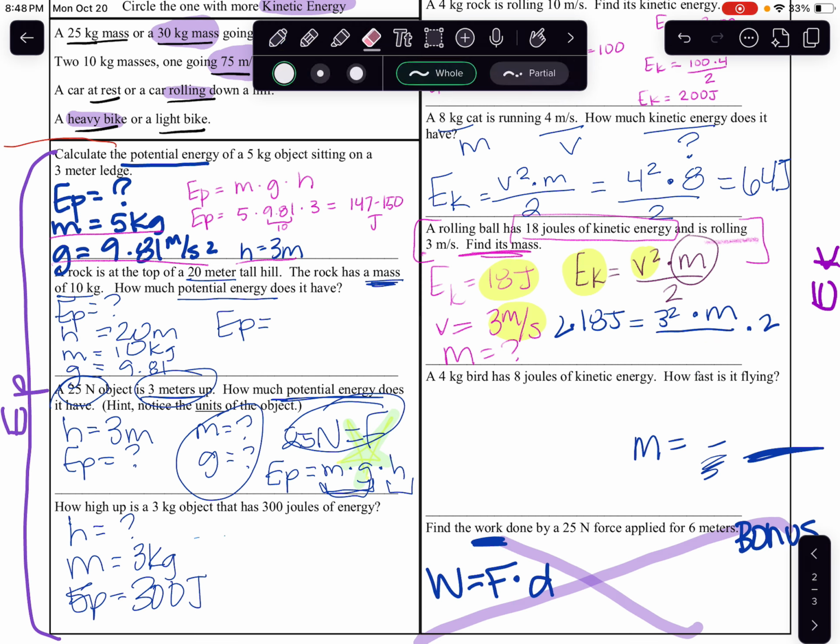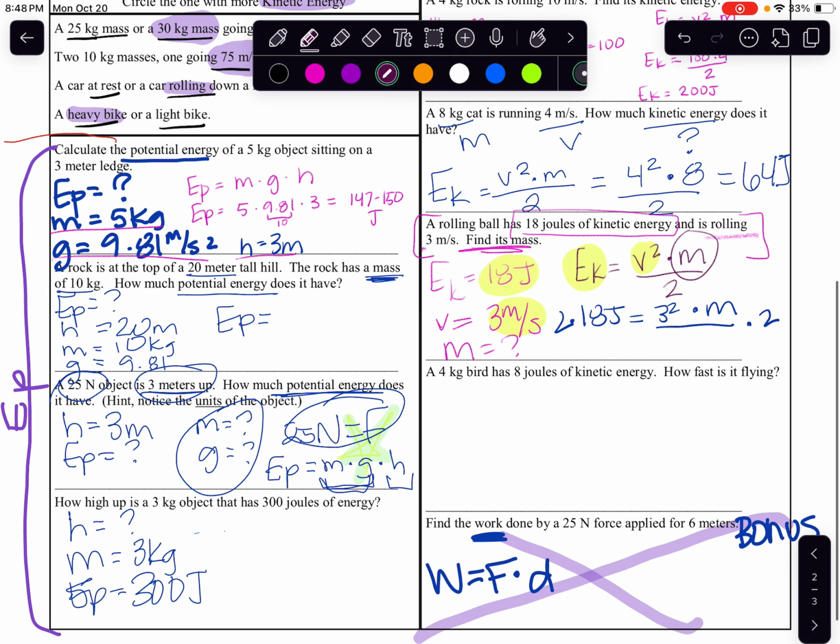So like I said, I'm going to erase a little bit of this so we can see. And then the next problem here where we haven't done anything, we have a 4 kilogram bird. So we know mass is 4 kilograms. It has 8 joules of kinetic energy. And they want to know how fast it's flying.